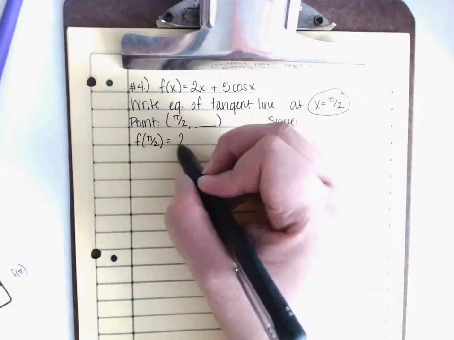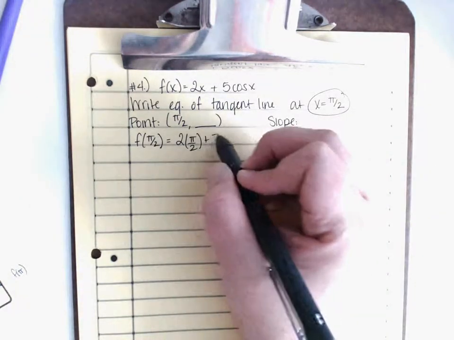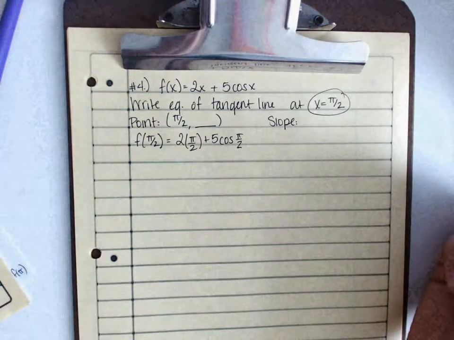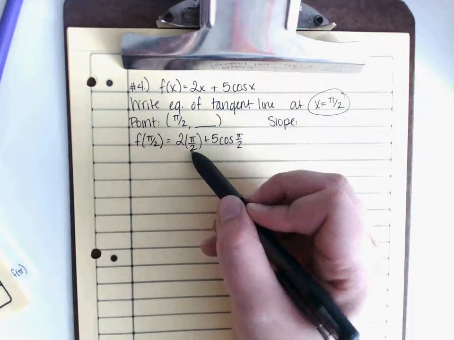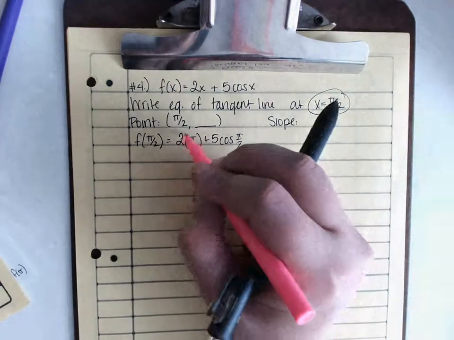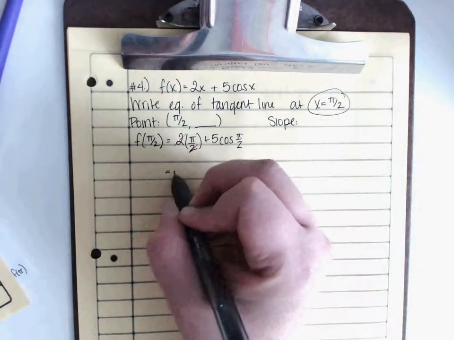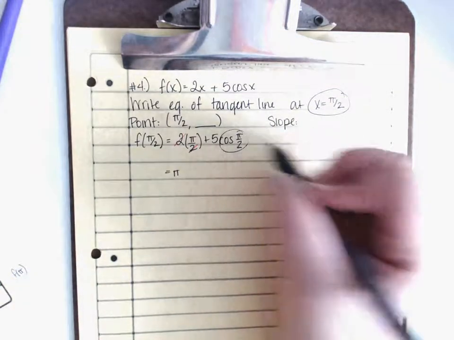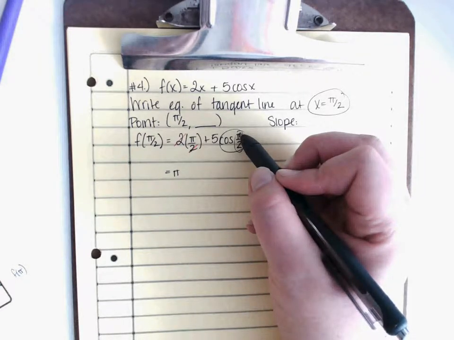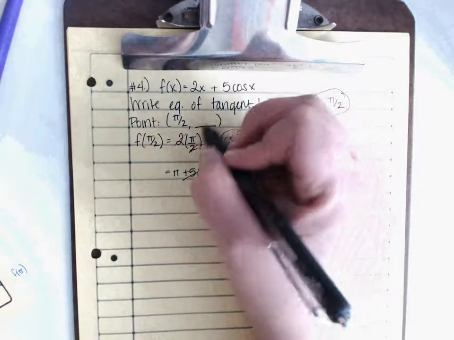So it's 2 times pi halves plus 5 times cosine pi halves. Okay, well, 2 times pi halves, these 2's are going to cross out with each other. So I'm going to take these 2's out. That leaves me with just a pi left over. And then the cosine of pi halves, well, that's my thumb. Cosine's on top. Nobody's above the top, so that's 5 times 0, which means that it's just pi.